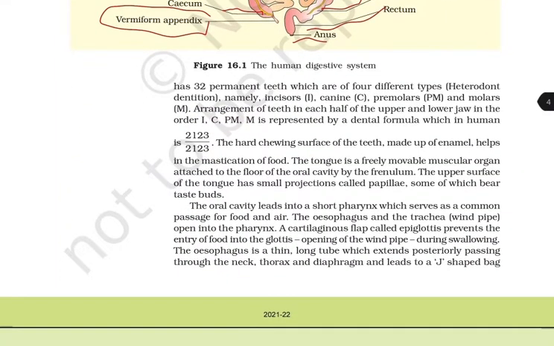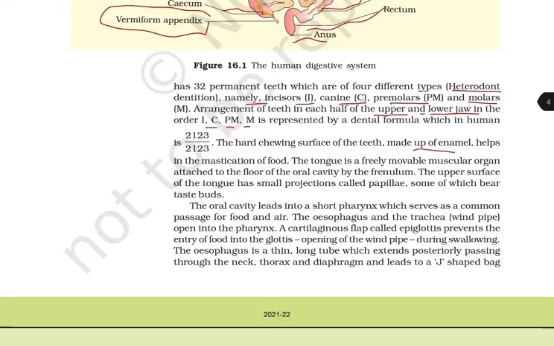has 32 permanent teeth, which are of 4 different types, heterodont dentition, namely incisor, canine, premolar, and molar. The arrangement of teeth in each half of the upper and lower jaw in the order incisor, canine, premolar, molar (I C PM M) is represented by a dental formula, which in humans is 2123 by 2123. The hard chewing surface of teeth made up of enamel helps in mastication of food.